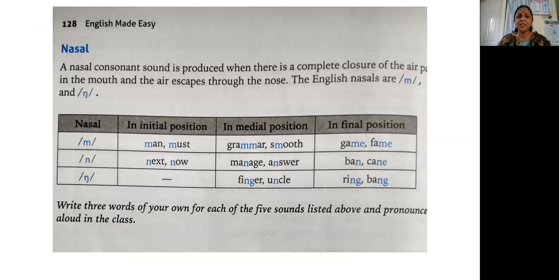N, starting position: next, now. Middle position: manage, answer. Last: ban, cane. Ng, you don't have ng in the initial position, except for some African languages in the proper nouns, but otherwise ng usually doesn't come in the initial position. Middle position: finger, uncle. Final: ring, bang. I hope you have got this.